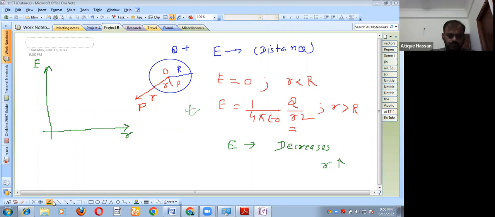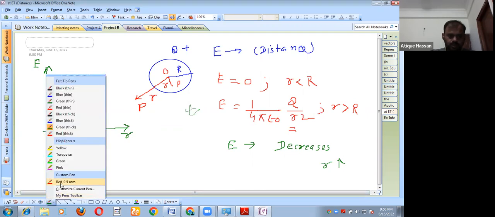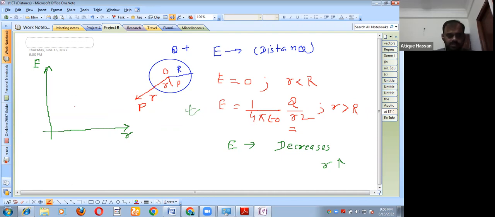As we have discussed, suppose on the y-axis we have electric field and on the x-axis we have R. Suppose this point is R. Up to this point there is no graph, since the electric field is 0. Suppose this is the origin, and from capital R onwards, the point becomes an external point. So what will be the electric field? It decreases like this.